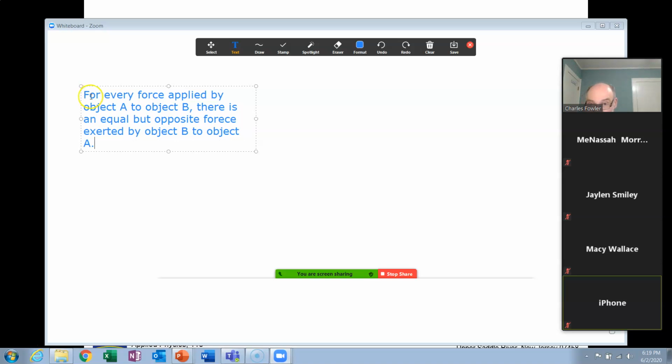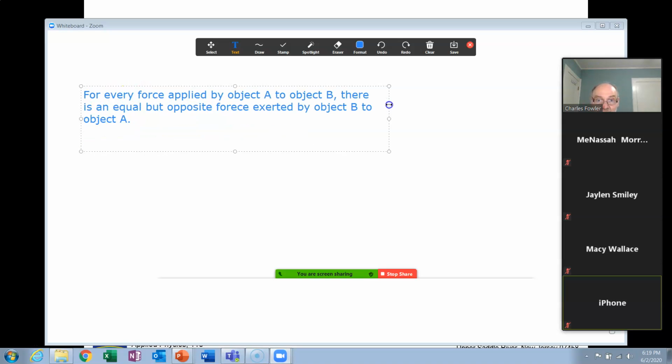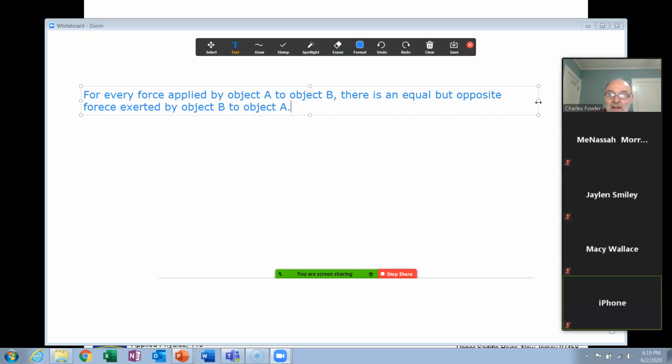Okay. Now to make that a little easier to read, maybe I'm going to stretch this out some. Okay, it's more like it is in the book. For every force applied to an object by another object, there is an equal but opposite force exerted on the other object by the first object. And that is, by the way, the reaction force. The force of object A on B, that's your active force. The one from B to A is the reactive force.